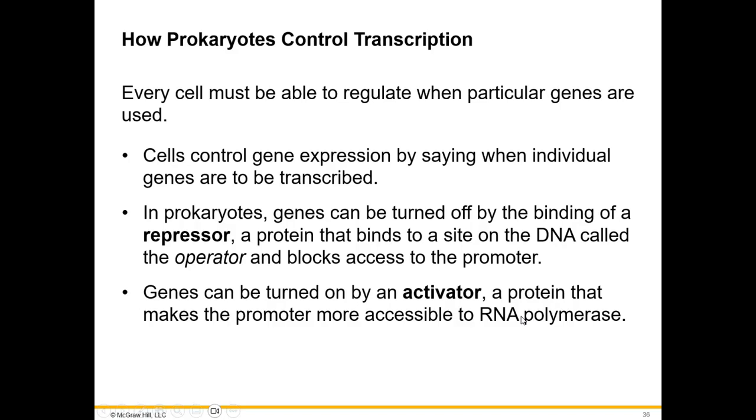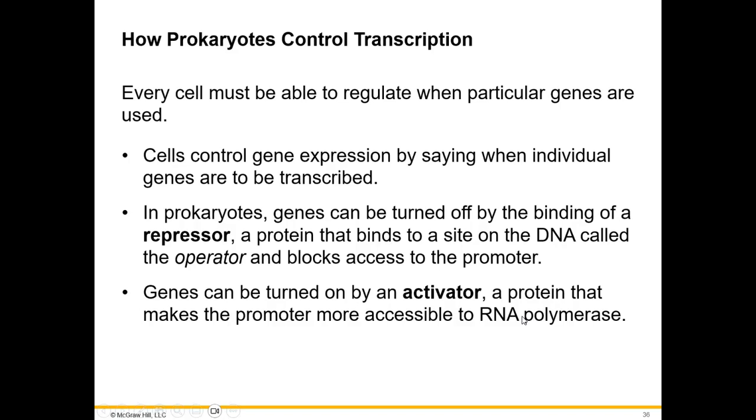So every cell has to be able to regulate when particular genes are used. And prokaryotes control transcription in various ways. They are controlling gene expression by saying when individual genes are to be transcribed. So when should this be allowed?